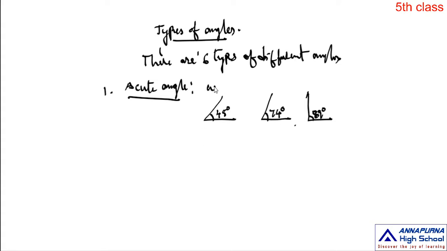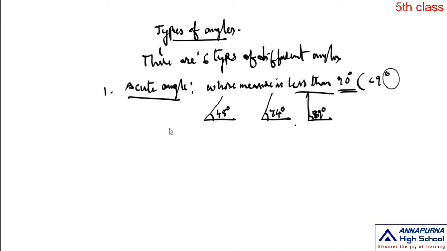That means an angle whose measure is less than 90 degrees. Symbolically, we can write it like this: an angle whose measure is less than 90 degrees is called an acute angle. For example, 1 degree is less than 90, 2 degrees, 3 degrees, and so on, up to 89 degrees. All these angles come under acute angle. So finally, an acute angle means its measure is less than 90 degrees.